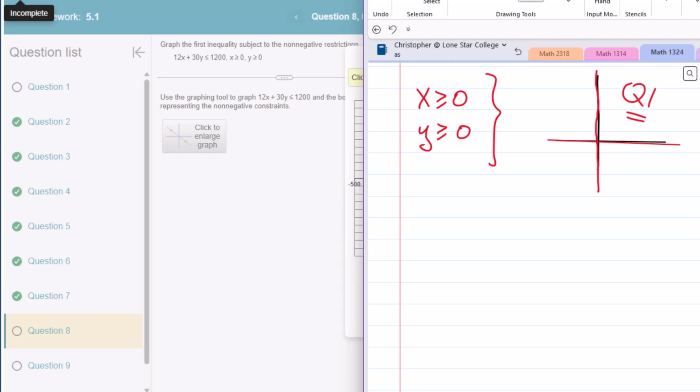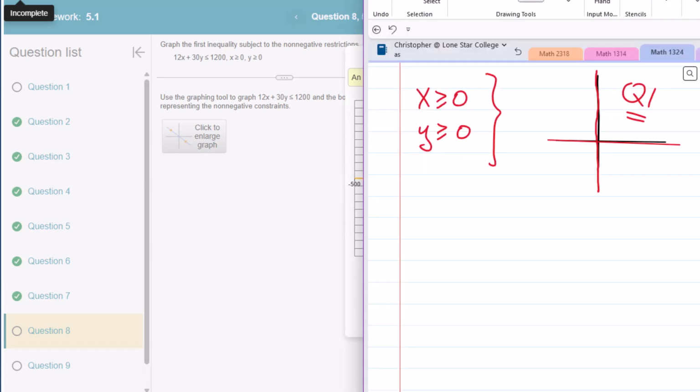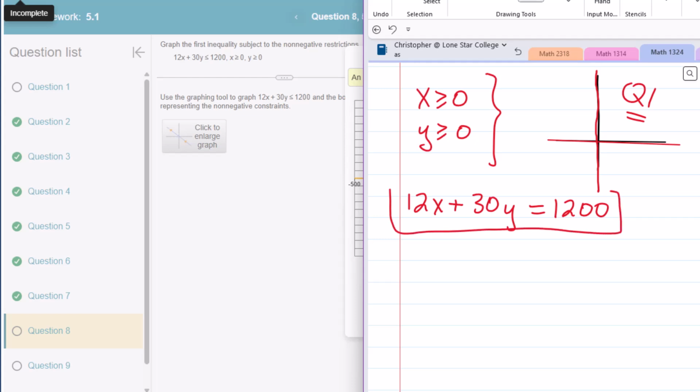So let me come back over here for a moment and make those lines. So vertical, vertical, and then flat and flat. Okay, so I've got at least those two. Now my other one is 12x plus 30y is equal to 1200. I went ahead and set it equal because all I really care about is the line.